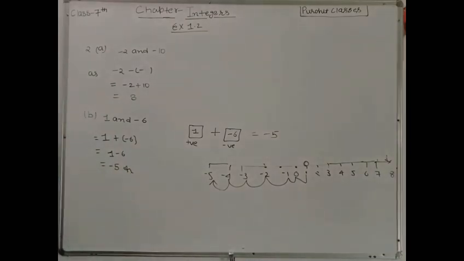Understood? The third one: write a negative integer and a positive integer whose difference is minus 3. This is for your practice, so just take it as homework and do it yourself. Understood? If any problem, ask me in the comment section. Pause the video and note it down.